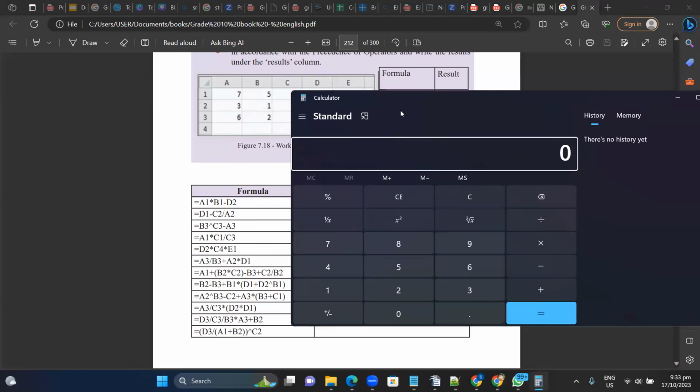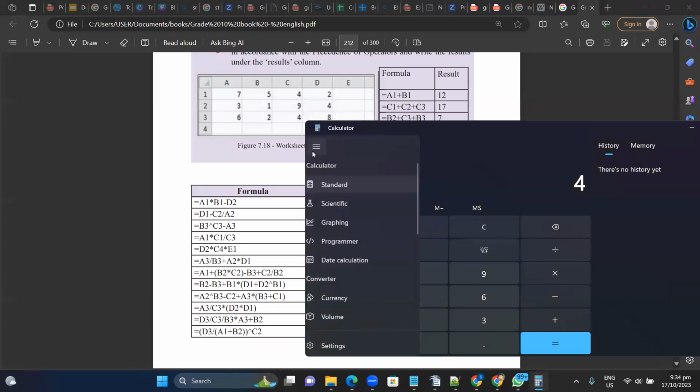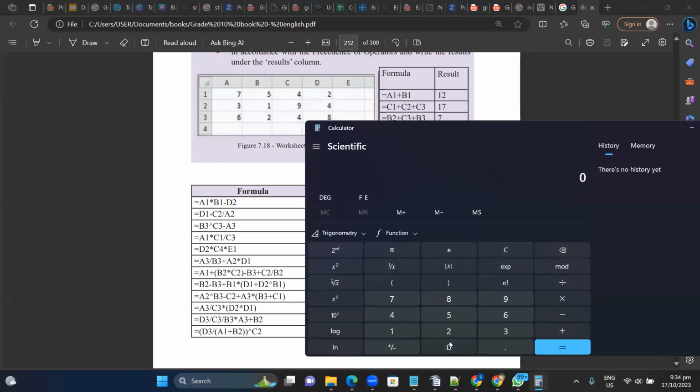What is D2? D2 is 4. Agree. B1 is 5. 4 to the power 5. Okay, the power 5. Here there is no need to use the scientific power. And 4 to the power 5.